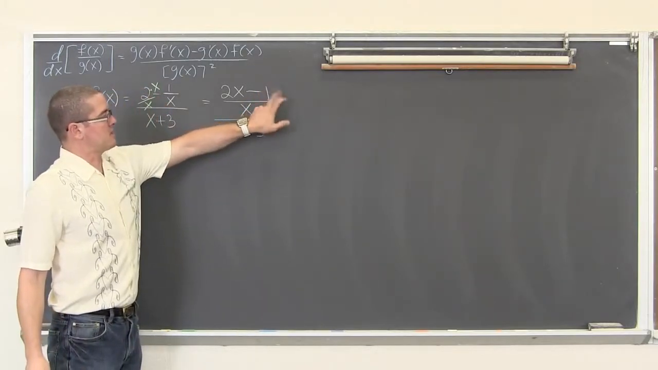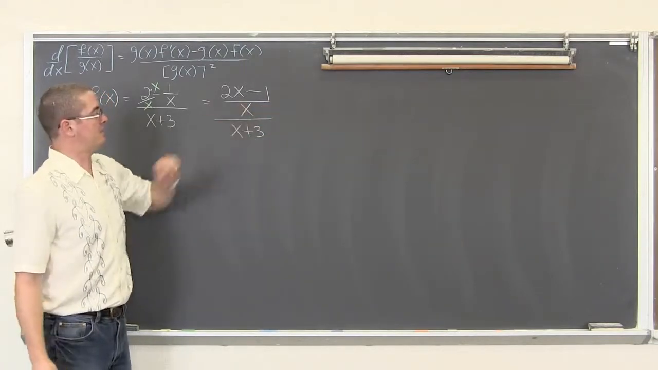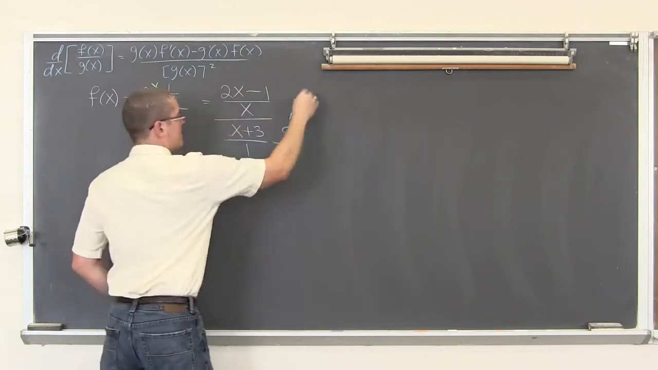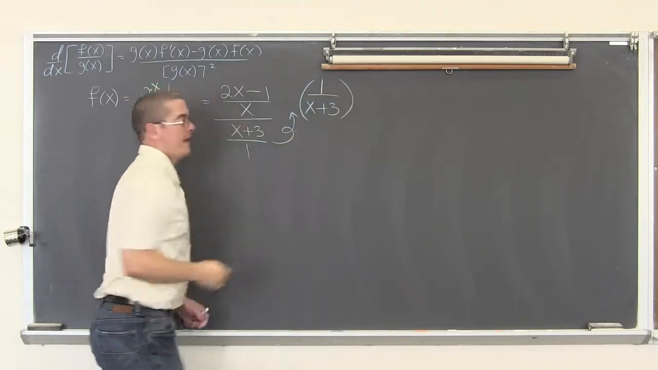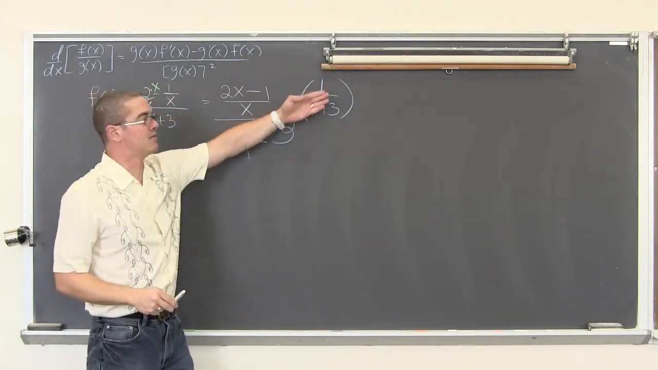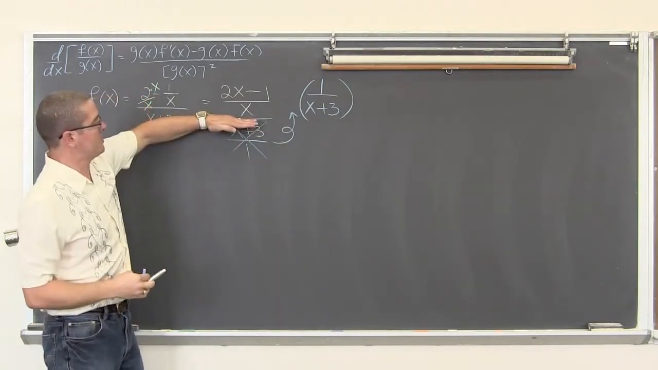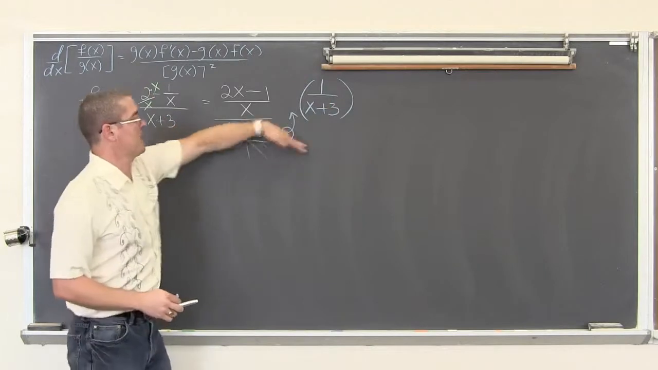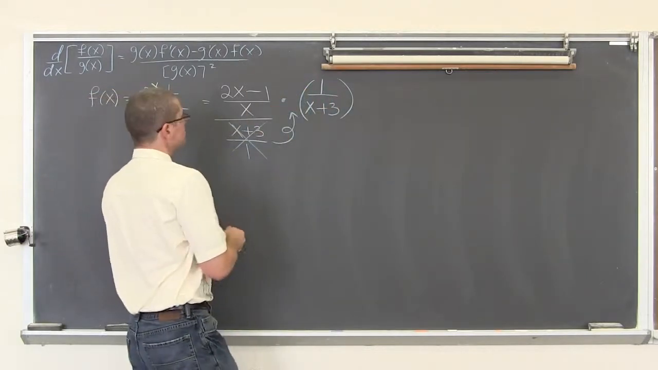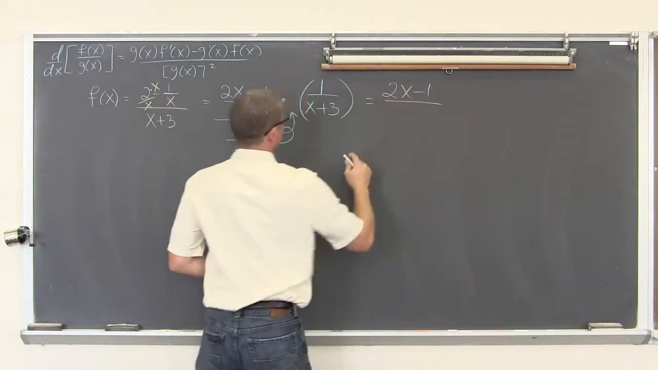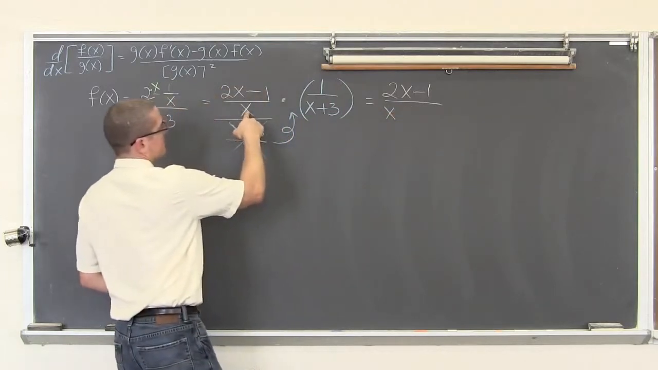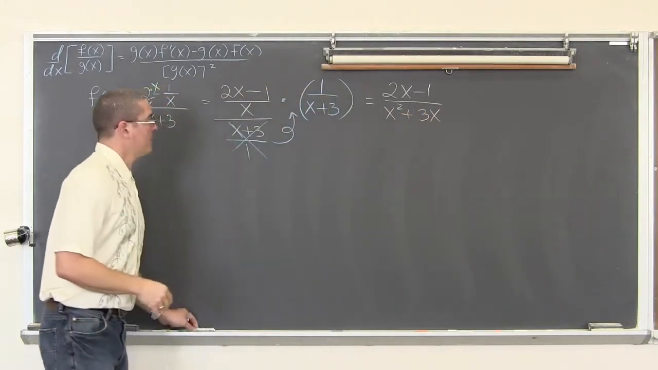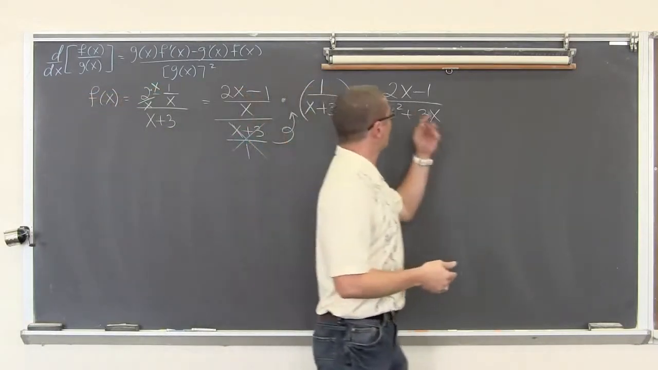Now you can multiply the top by x over 1 and the denominator by x over 1 to cancel out that denominator of x, or you can do what I like to do, which is anytime you have a fraction over a fraction, you flip that bottom up and turn that division into the multiplication of the reciprocal. So we're going to change that division to multiplication of the reciprocal and get 2x minus 1 over x, times 1 over x plus 3. Let's go ahead and distribute that together. x times x is x squared, and x times 3 is 3x. So now we have f of x is equal to 2x minus 1 over x squared plus 3x.